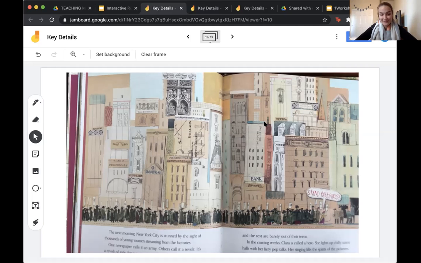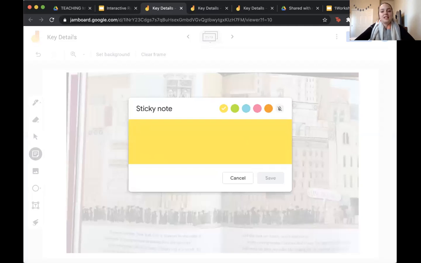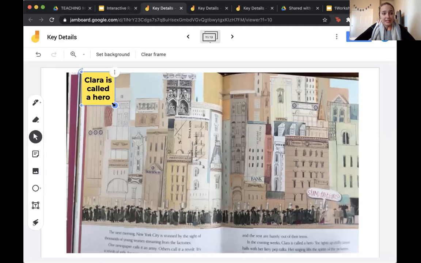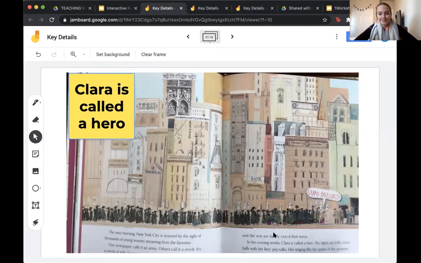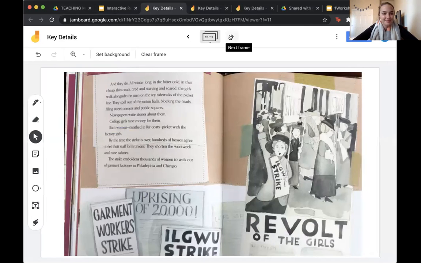All right, now that we've written another key detail, I'm going to write what I thought was a key detail on this page. I remember that the author said that Clara was called a hero. I think that this is important to remember and might have something to do with the main idea of the story. So I'm going to put it on a sticky note so I can remember. All right, let's keep reading.